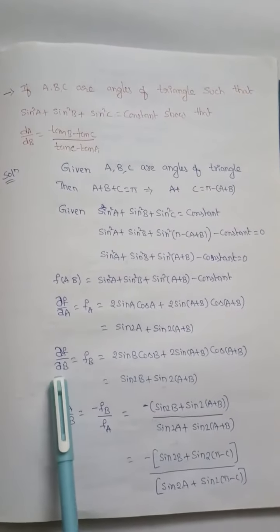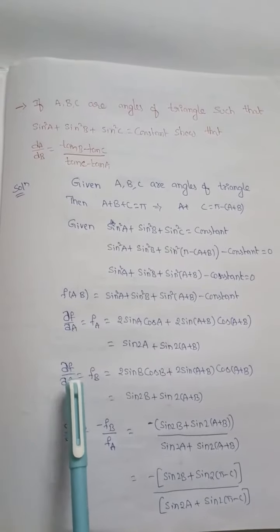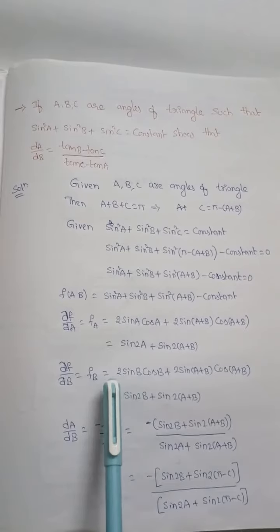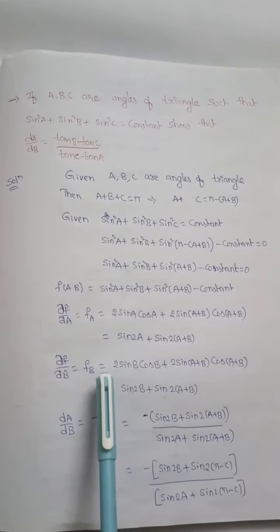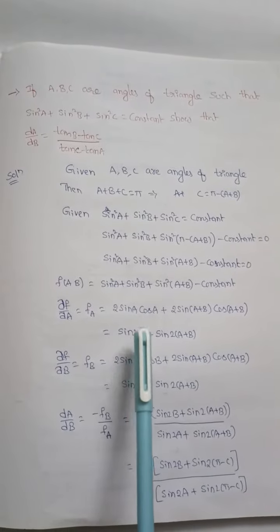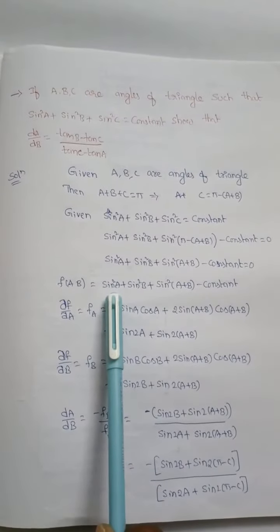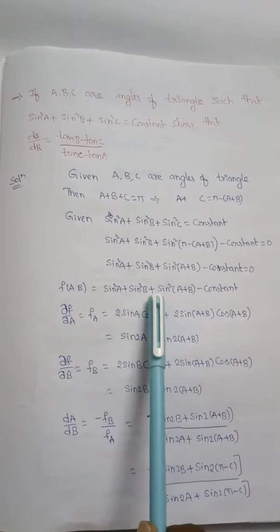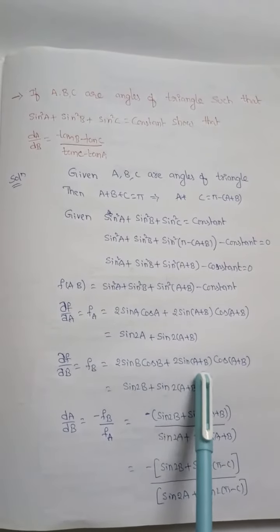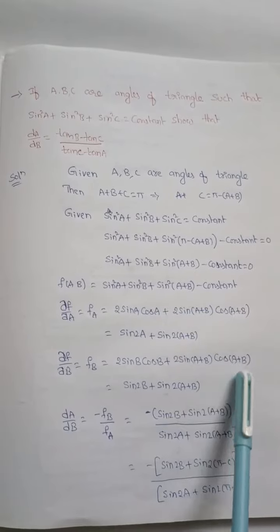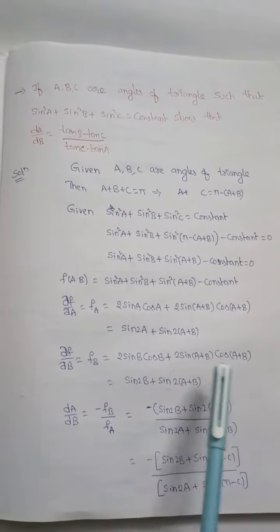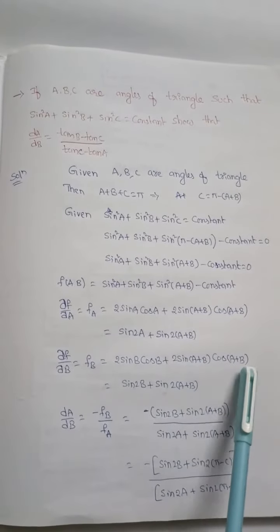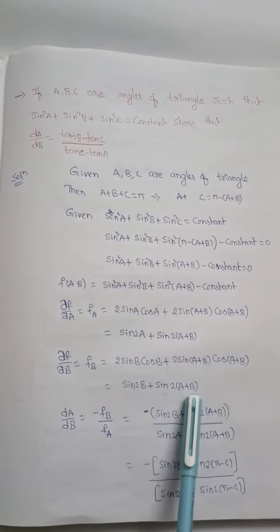Similarly, f is differentiated with respect to B, that is ∂f/∂B, written as fB. Here, differentiating with respect to B, A is treated as constant. So the derivative of sin²A is 0, the derivative of sin²B is 2 sin B cos B, plus the derivative of sin²(A + B) is 2 sin(A + B) cos(A + B), and the derivative of the constant is 0. 2 sin B cos B is sin 2B, and 2 sin(A + B) cos(A + B) is sin 2(A + B).